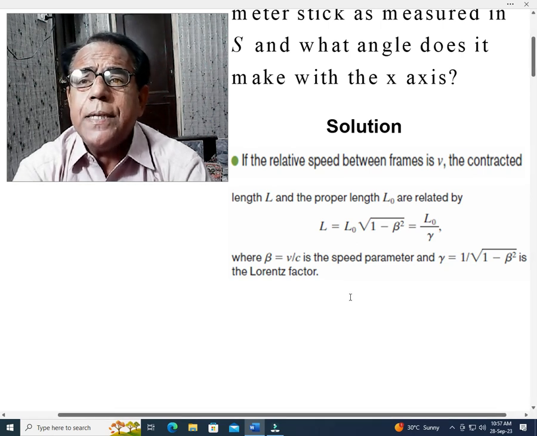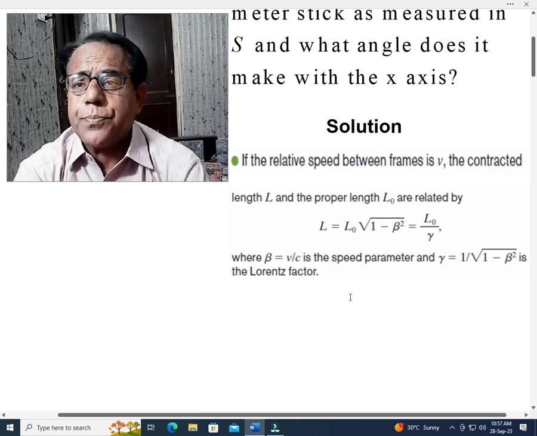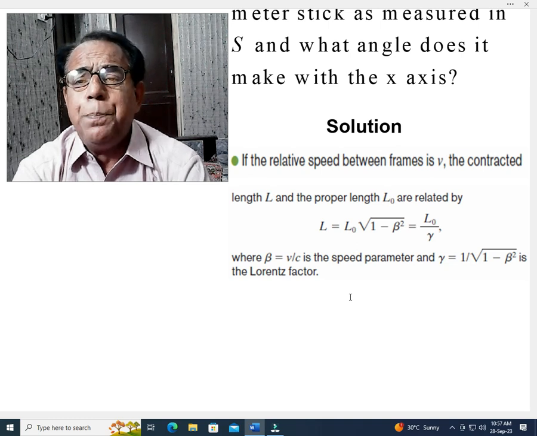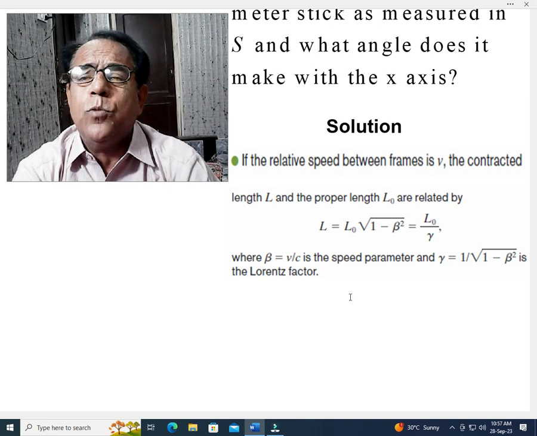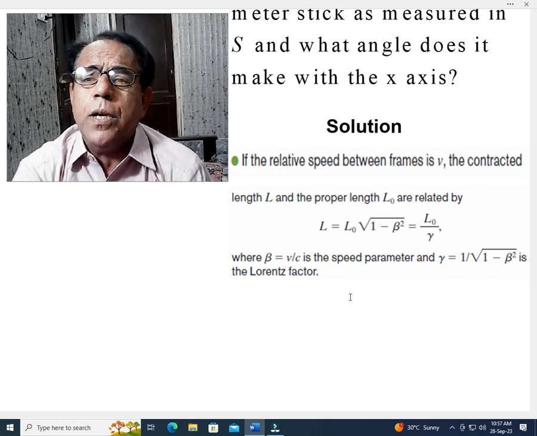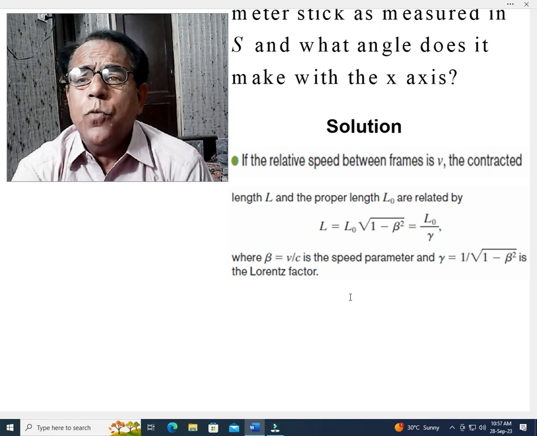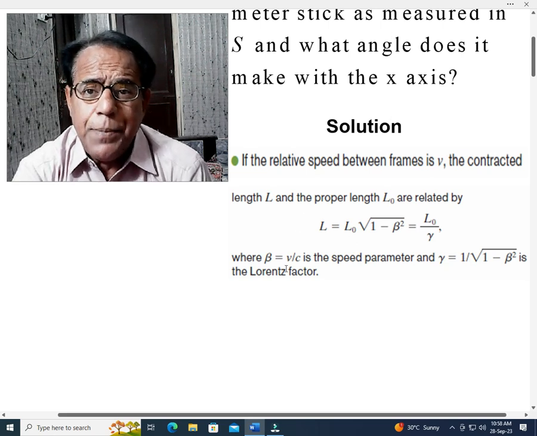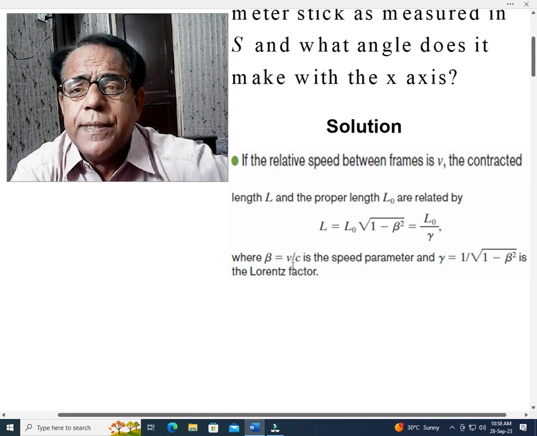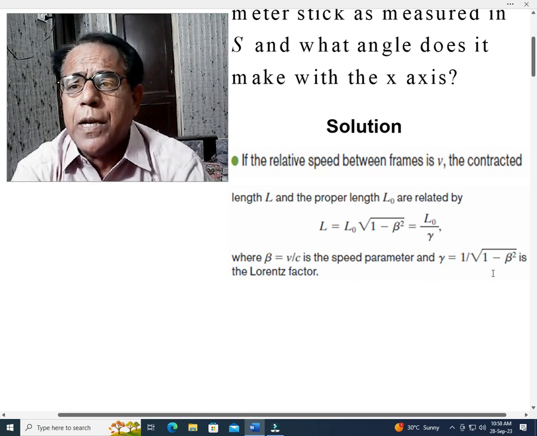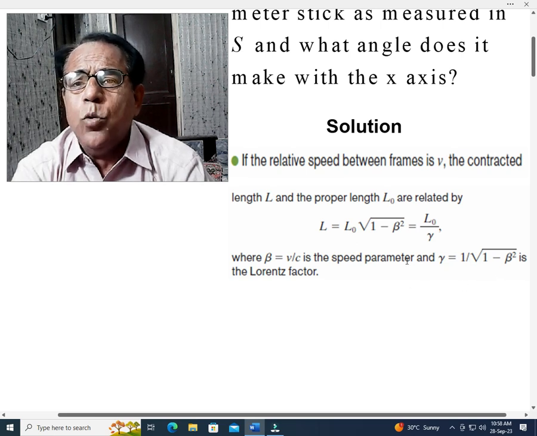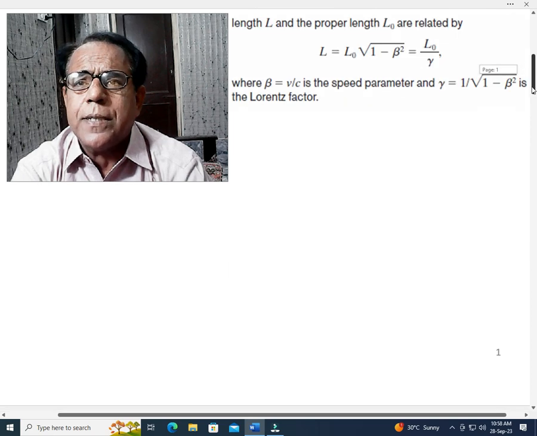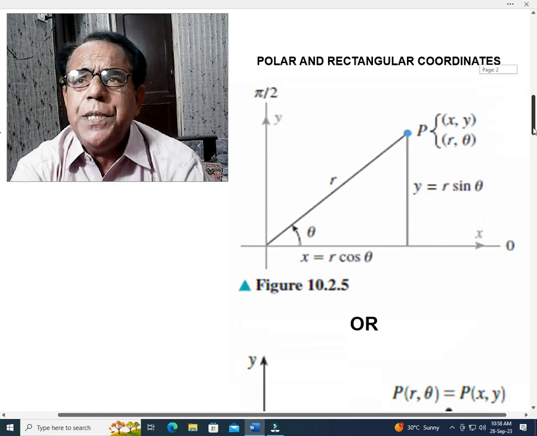If the relative speed between frames is V, the contracted length L and the proper length L naught are related by L equal to L naught times the square root of 1 minus beta square, which is equivalent to L naught over gamma. We know that gamma is the Lorentz factor, where beta equal to V over C is the speed parameter. So in our statement the term beta has been used, which is equal to V over C, the speed parameter, and gamma equal to 1 over the square root of 1 minus beta square is the Lorentz factor. We are well familiar with the Lorentz factor from our previous problems. However, here the speed parameter has been explained.